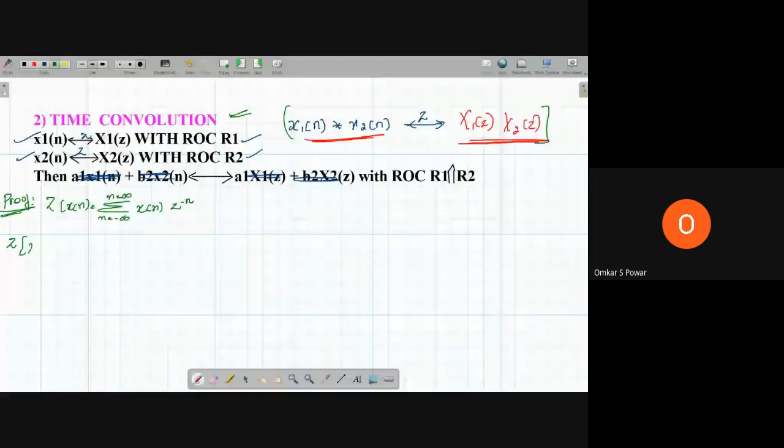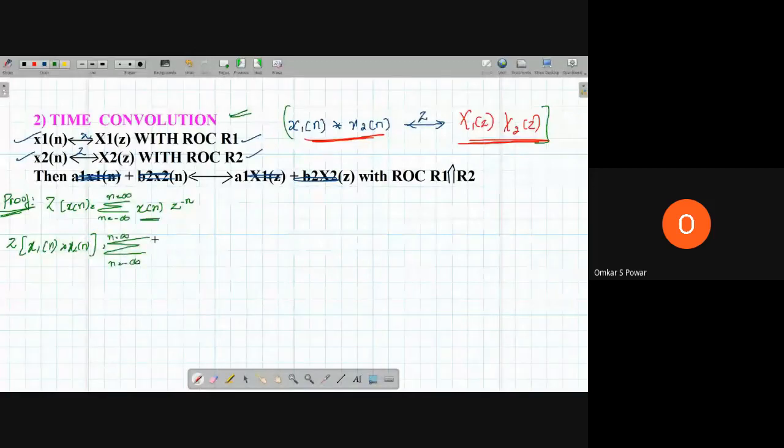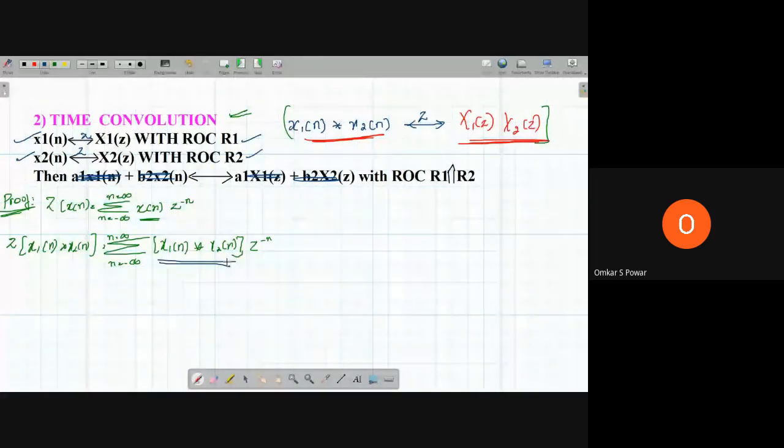So this will be summation n varies from minus infinity to infinity. I substituted x1 of n convolution with x2 of n, times z to the power of minus n. Okay, so now what we have to do? For this term we have to use the convolution formula. What is the convolution formula? Convolution of x of k with h of k is summation k varies from minus infinity to infinity x of k into h of n minus k. So using that formula we have to simplify this one.